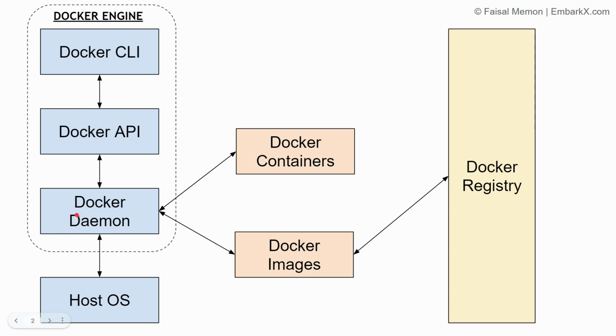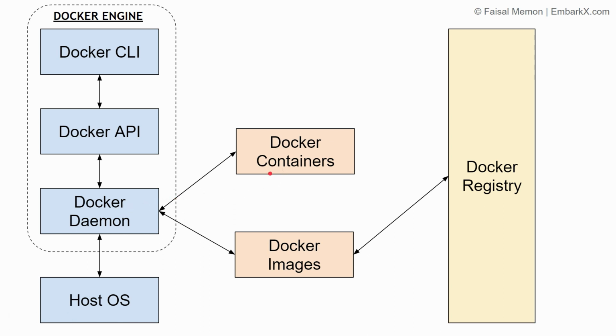Now, what is Docker daemon? Docker daemon runs on the host operating system and is responsible for building Docker images and managing containers. It listens to the user's command via the Docker CLI. It also interacts with the Docker API and manages all the Docker objects. So that is what Docker daemon is.